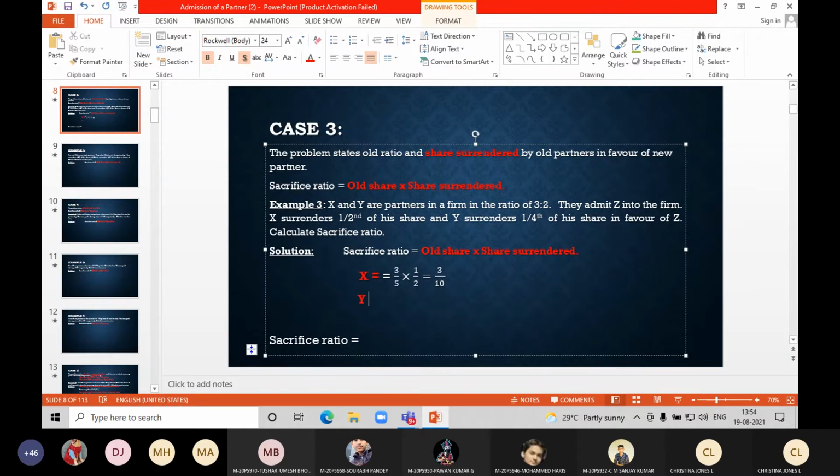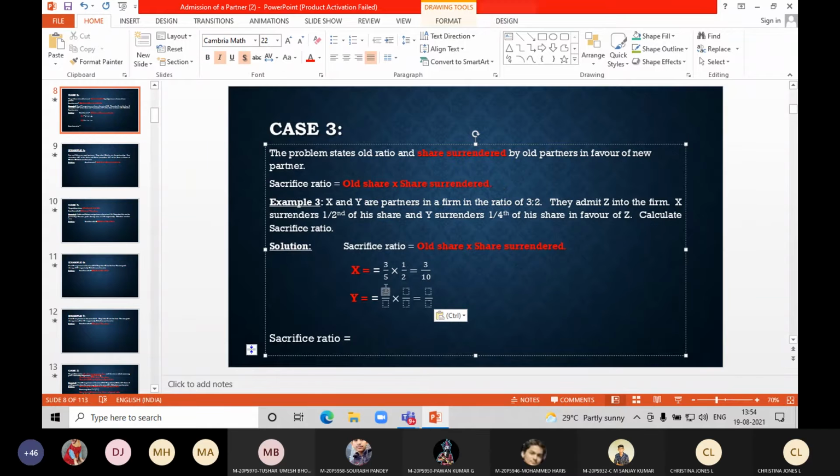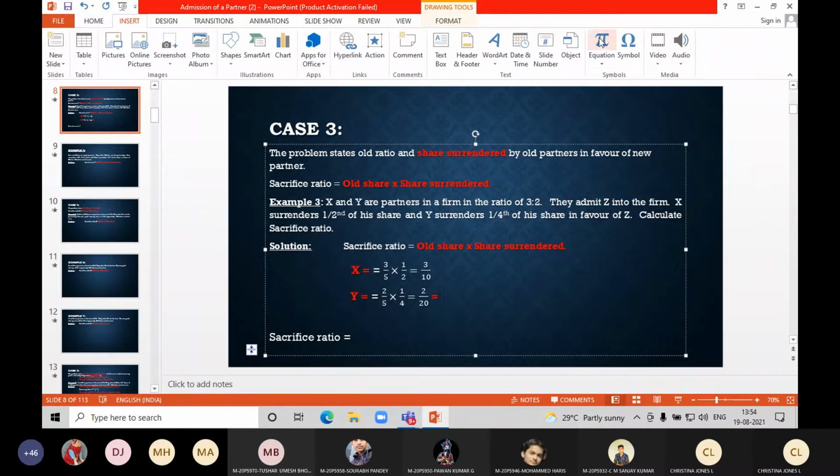Okay, now let's start for Y. Now Y's share will be, how much is Y's old share? 2/5. How much does Y want to surrender? 1/4. So how much is that going to be? 2 ones are 2, and 5 fours are 20. Now, this one you can simplify because anyways you have to bring it down to a proper fraction. So 3:1 is the answer. Yeah, 3:1.